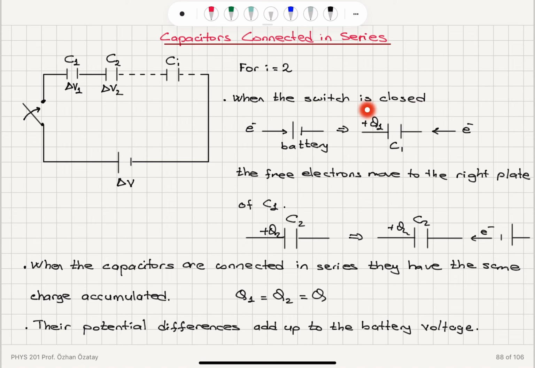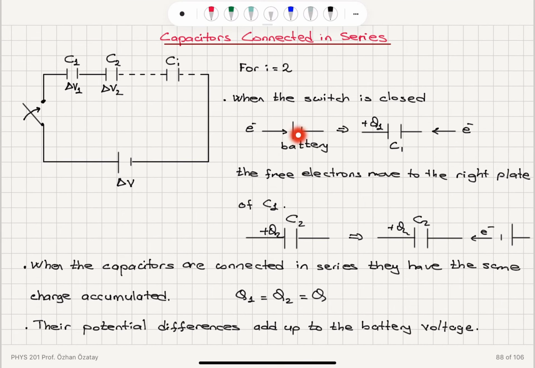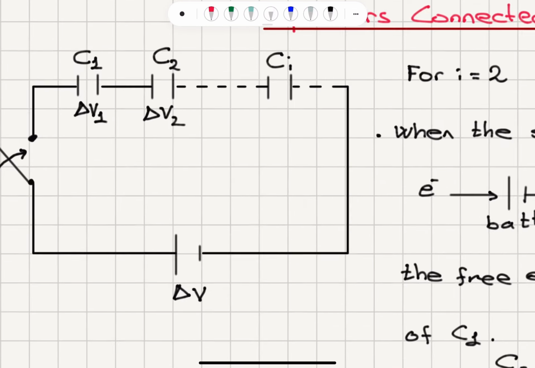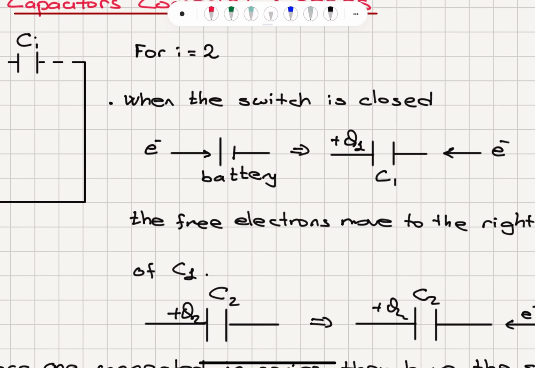So what would happen when the switch is closed? You will see that the positive terminal of the battery will pull electrons towards this terminal. So the mobile electrons in the connection between one of the plates of C1 and the battery will be transferred towards the positive terminal of the battery. This will create a lack of electrons on this plate, and therefore a charge Q1 builds up.